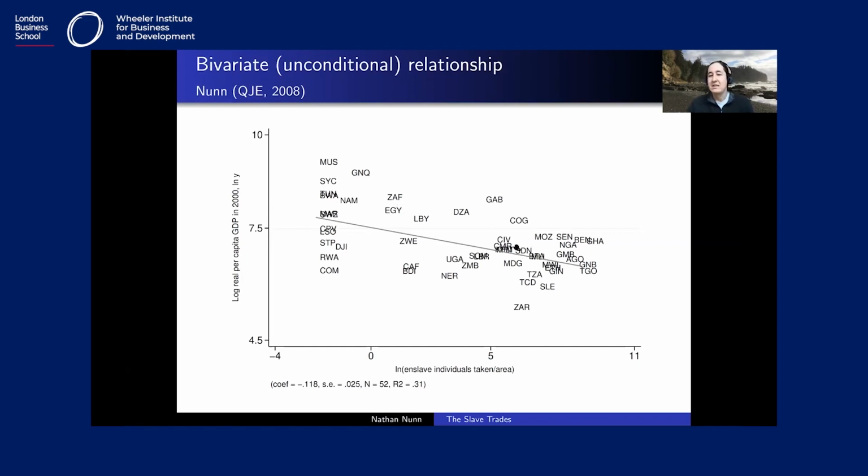And what you find is a negative relationship, right? And quite a robust negative relationship, it turns out. In other words, those countries, or areas that today are countries, that had more individuals taken are today poorer, as measured by per capita GDP. Okay, again, if you have other measures of relative economic success you want to use, you can use those as well.